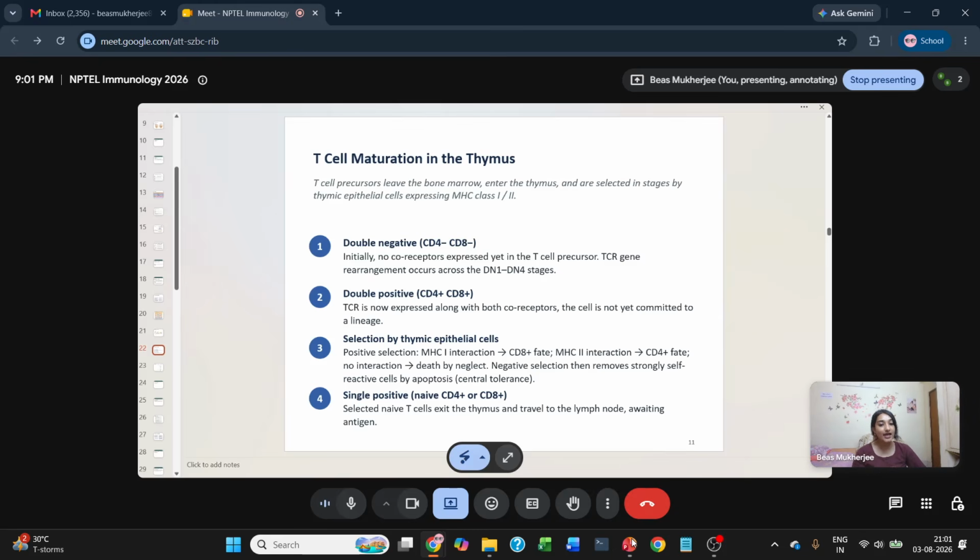Okay. Lastly, what happens is single positive, that is either CD4 or CD8 cells are selected and naive T cells exit the thymus and travel to the lymph node awaiting antigen to get activated. Okay. Now these are all, you can think of them in the form of exams of the cells, okay, of the T cells, of the B cells, and if they clear the exam, they are alive. If they are not clearing the exam, they are dying from apoptosis.